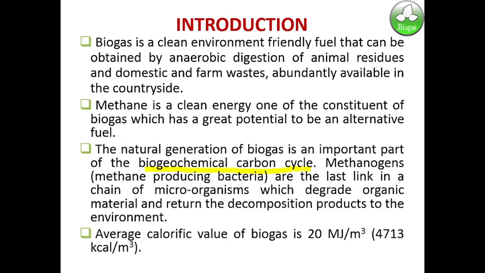So methanogens, methane producing bacteria, are the last link in the chain of microorganisms that degrade organic materials and return decomposition products to the environment. The bacteria which mainly convert the biomass or manure to biogas are called methanogenesis bacteria, that is, methane producing bacteria. They eat in anaerobic conditions. What happens in the digester or biogas plant? The bacteria eat the biomass, and as a byproduct they produce methane gas, and the methane gas is stored in this reactor, and we utilize it as biogas.